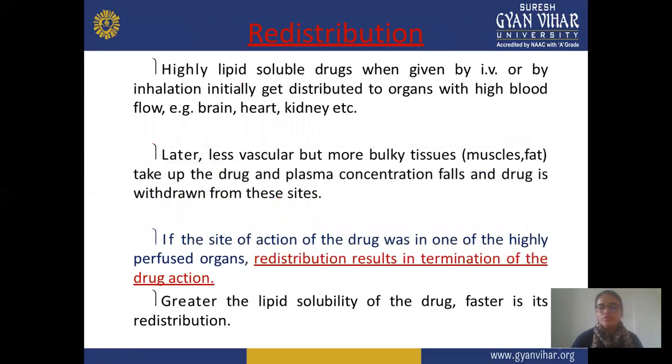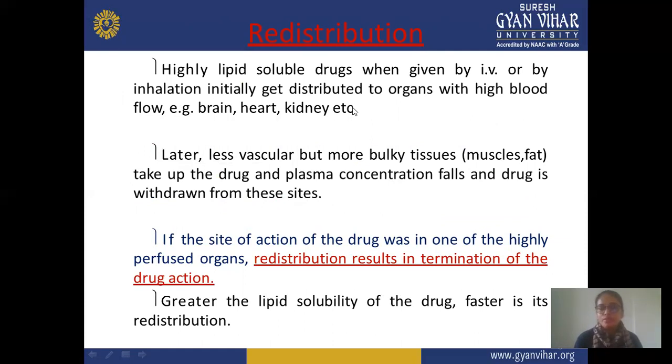And ingress distribution is just opposite to distribution. With distribution, you can say that a highly lipid soluble drug, when given by intravenous route or by inhalation, initially gets distributed only to organs with high blood flow. Example: brain, kidney, and the heart, etc. We already discussed that there are certain tissues or organs which have a high perfusion rate. Mainly brain, kidney, heart type of organs have a high perfusion rate.